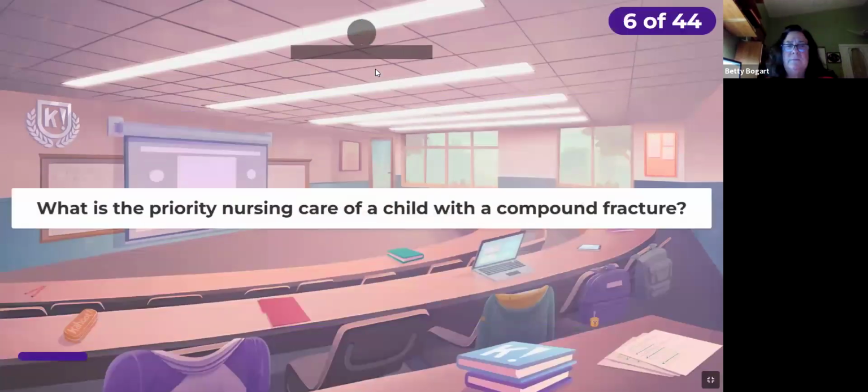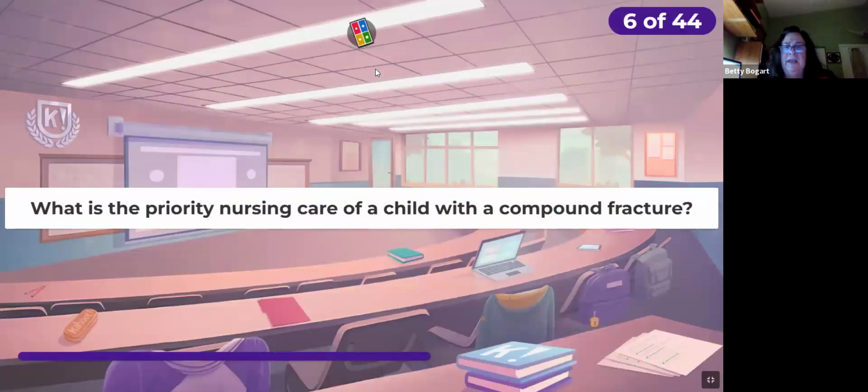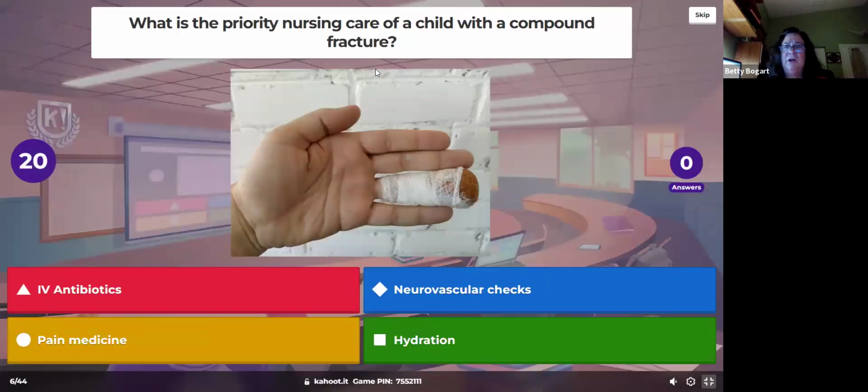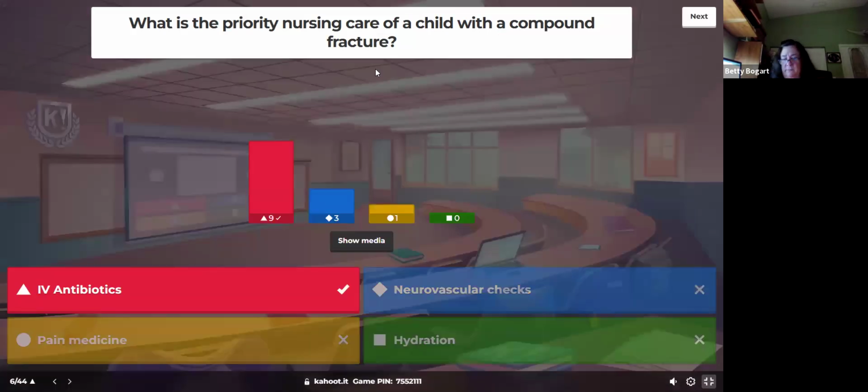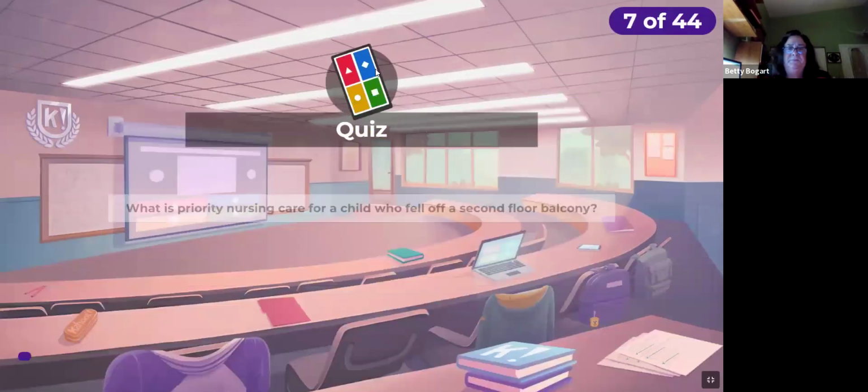Very good. What is the priority nursing care of a child with a compound fracture? What's a compound fracture? Compound, open fracture. And again, IV antibiotics, number 1 priority. Okay, priority nursing care is always going to be your antibiotics. Yes, we're going to check neurovascular signs as a part of it. Sure, but the IV antibiotics are going to prevent osteomyelitis.